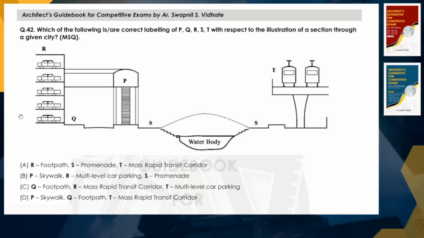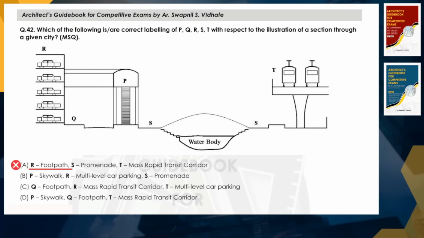Option C says Q is footpath. Yes, the correct one. R is the mass rapid transit corridor. No, this is the incorrect one. So option C is the incorrect option. T is multi-level car parking. This cannot be the multi-level car parking. I think this is also the easiest question in the question paper. P is skywalk as per option D. Correct nomenclature. Q is footpath. T is mass rapid transit corridor. So option D is also the correct option.